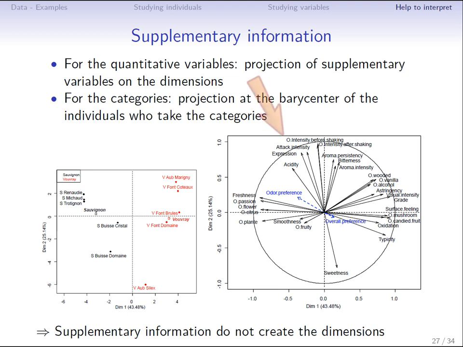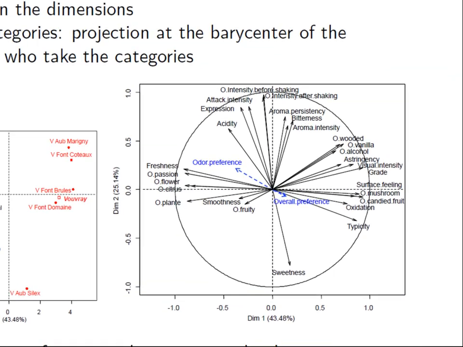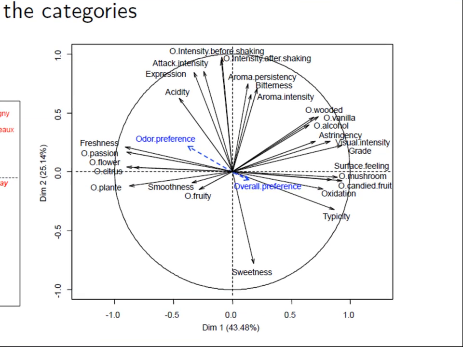So supplementary variables can therefore be represented on the same graph as the active variables. In our example, we can see that the preference variables are not strongly linked to the sensory attributes, since the two preference variables are not well projected on the first two dimensions.